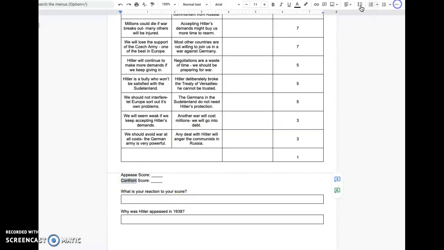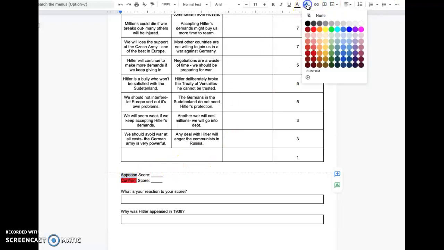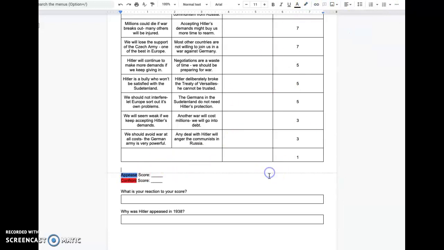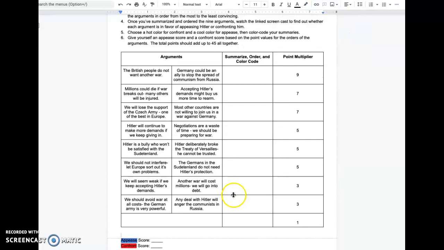Let me see if I can use my little highlighter here. So we'll go red for confront, and for appease, how about blue? So we got red and blue. All right. Now let's go through all of these arguments to find out whether they're appeasement arguments or confront arguments.